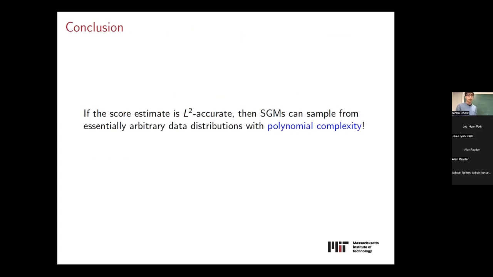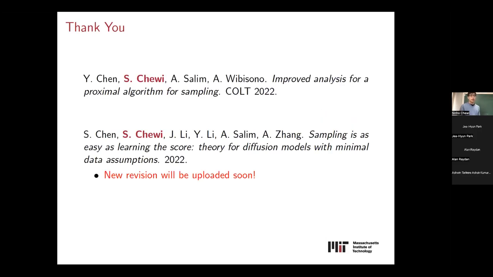Yeah, this is the takeaway. Accurate score estimation means that you can sample from arbitrary data distributions with just polynomial complexity. Thank you. These are the works it was based on.